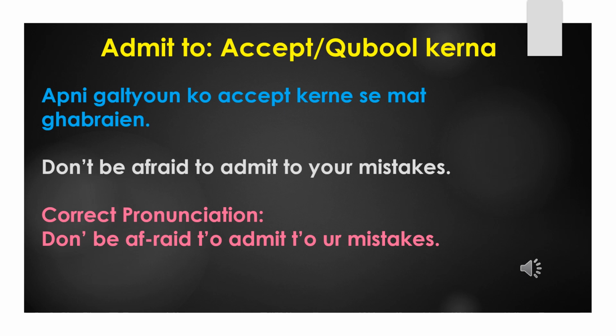Let's see one more example of admit to. अपनी गलतियों को accept करने से मत घबराएं. Don't be afraid to admit to your mistakes. And in pronunciation, the T of don't is silent, so it'd be like don't. And the sentence will be don't be afraid to admit to your mistakes.